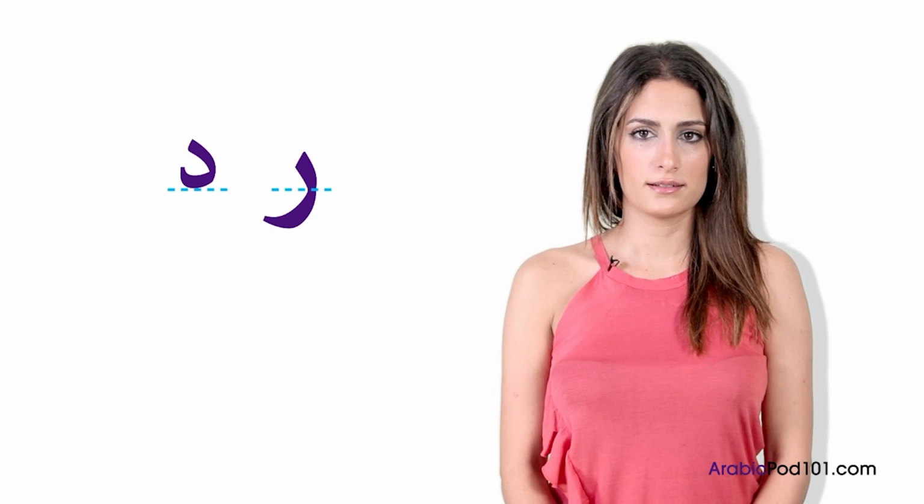Our first letter is Ra. Its closest English counterpart is the letter R, but it's a different sound that must be learned. Ra. It's not too hard to pronounce though, right? Note how it looks like the Dal, but dips beneath the line. Make sure not to confuse them. Here's the isolated form. Ra.